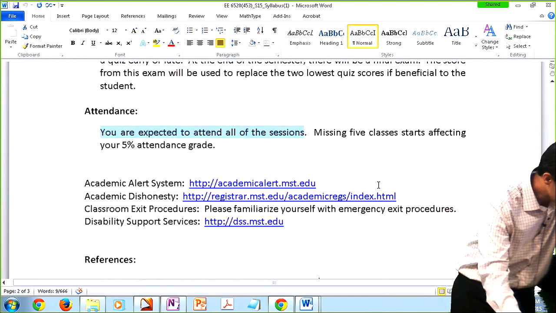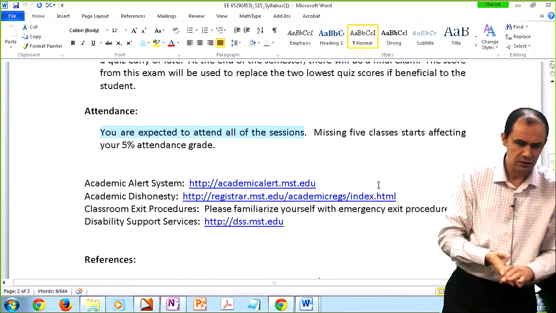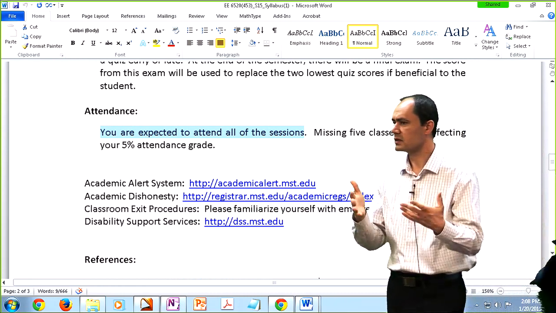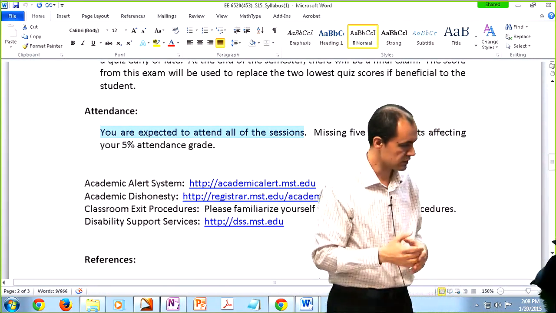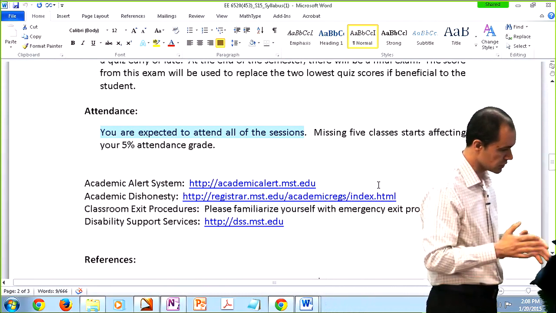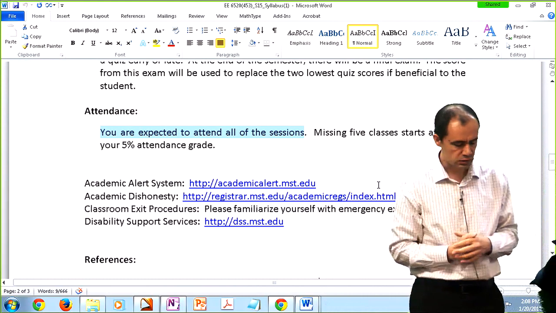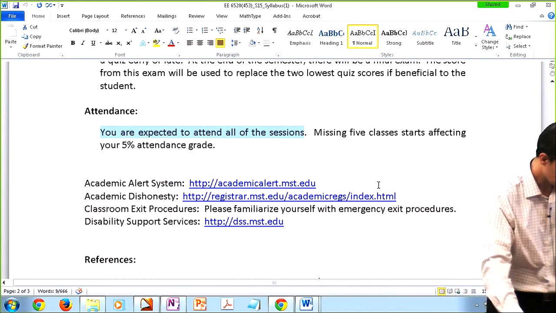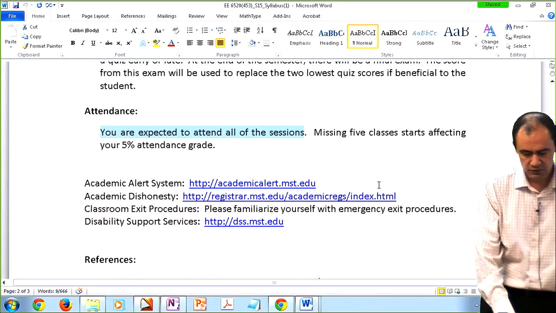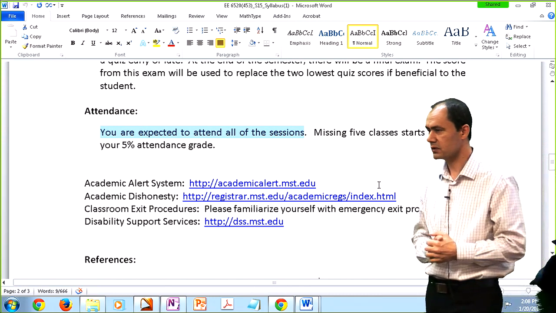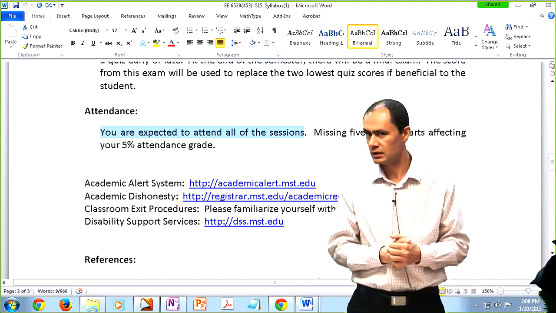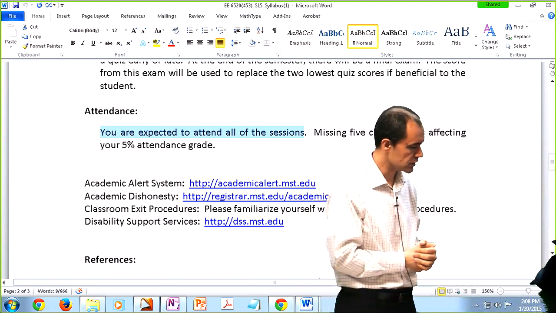There are a bunch of links over here. They are kind of classic stuff. They appear on a lot of syllabi, so you can take a look. For instance, the academic dishonesty procedures and rules, and the exit procedure for the classroom. There's only one entrance door. There's no way you can miss that. Disability support services. If you have some sort of a disability, take a look. You may actually get extra time, for instance, for your quizzes.